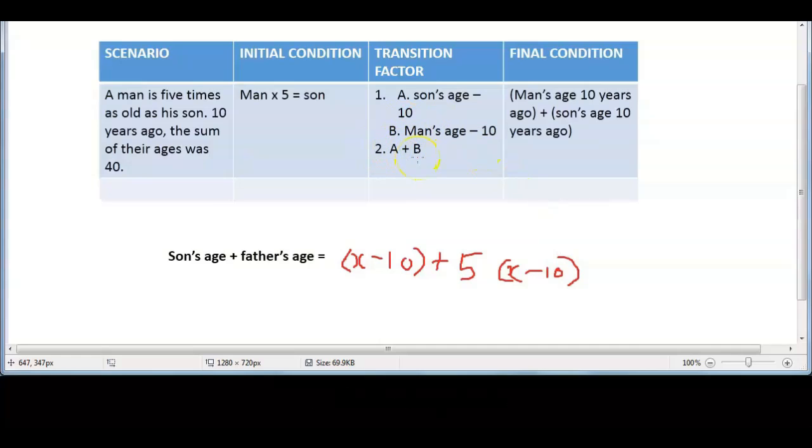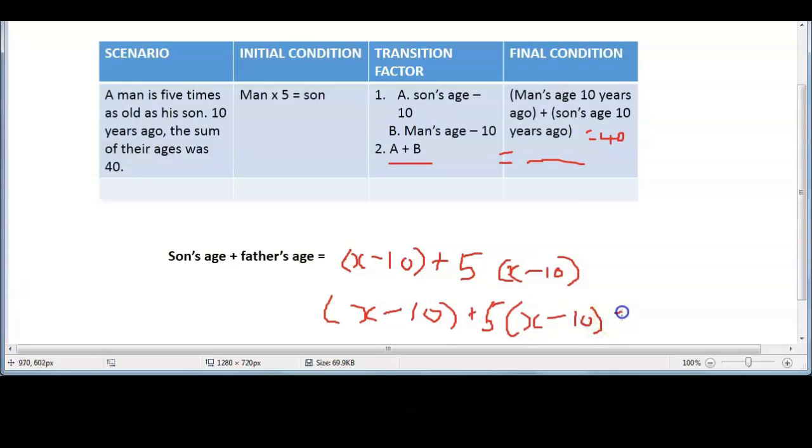The transition factor is equal to the final condition. This is equal to this. And the final condition is 40. They say the sum of the ages is 40. So let's combine the two statements to form an equation. We are going to have X minus 10 plus 5 bracket X minus 10 equals 40. That's that.